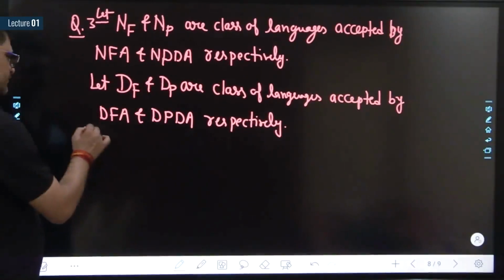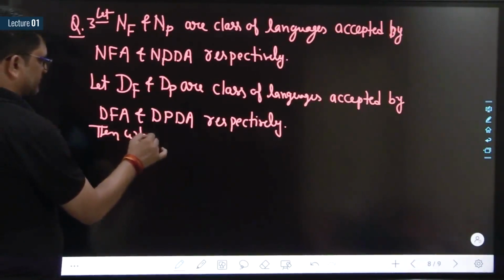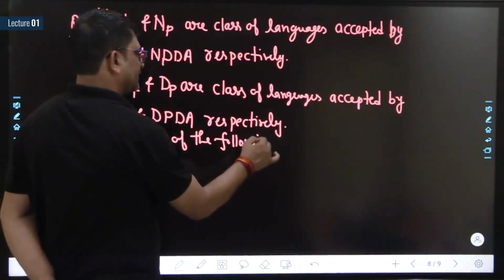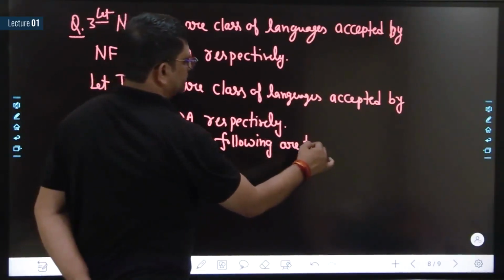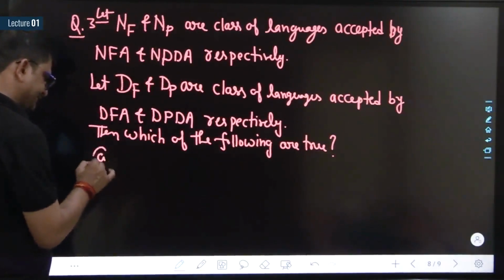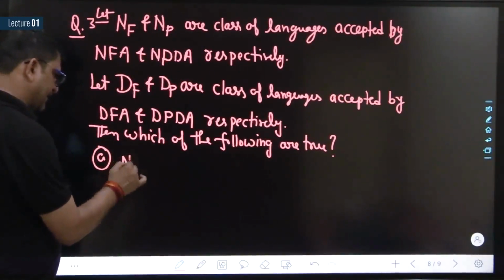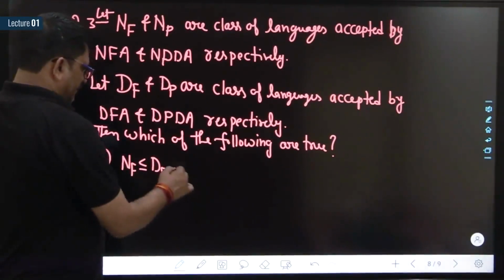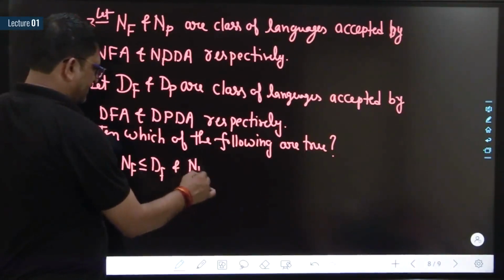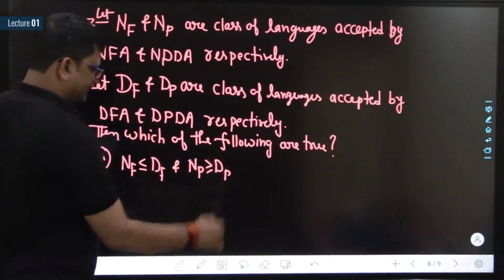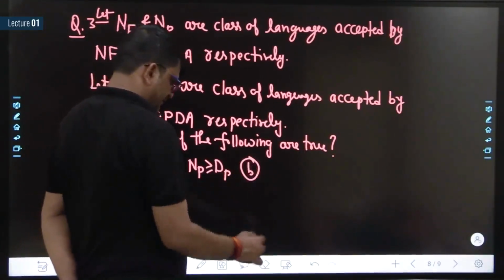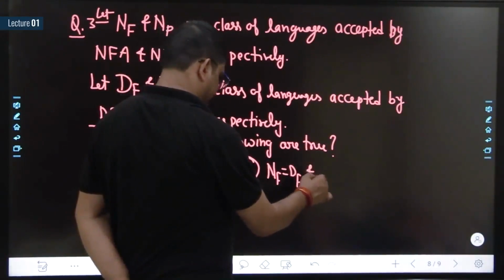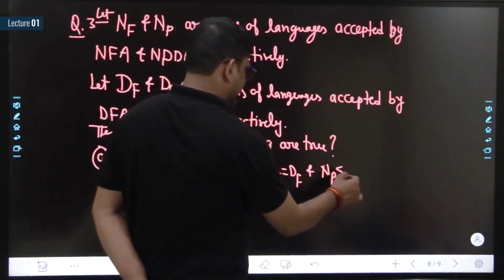Then which of the following are true? Option A: NF is less than or equal to DF and NP is greater than or equal to DP. Option B: NF equal to DF and NP less than or equal to DP.